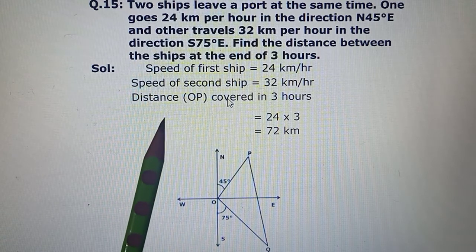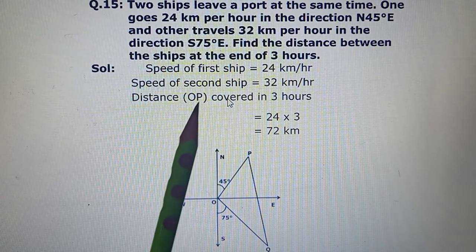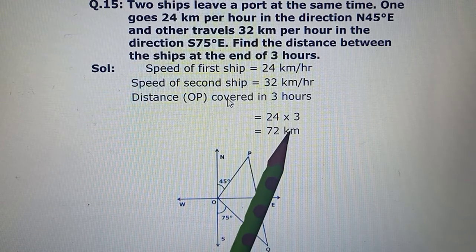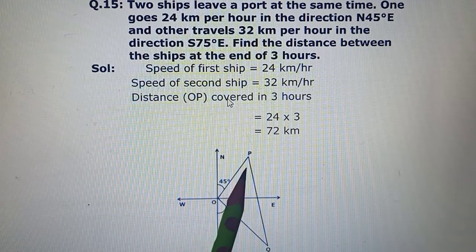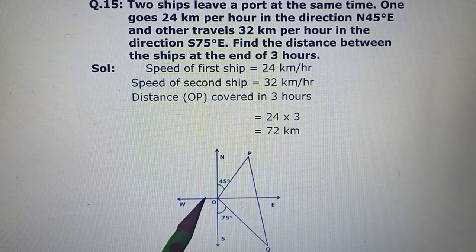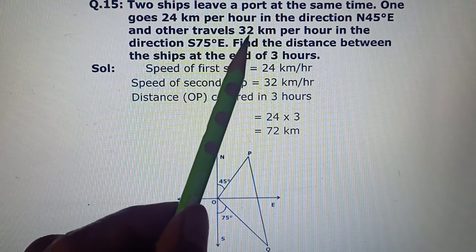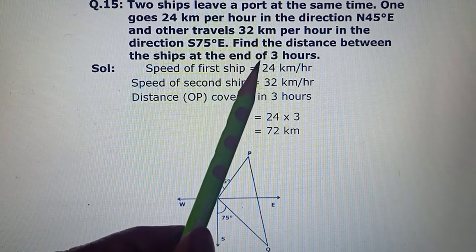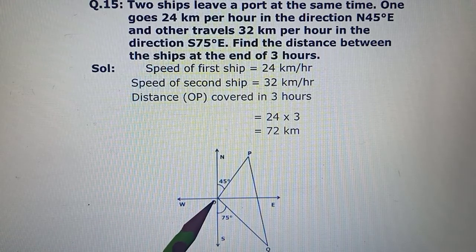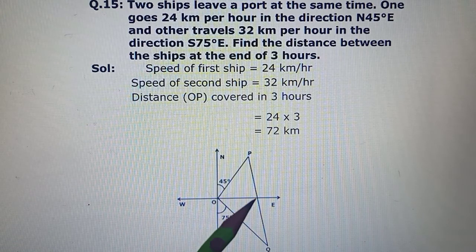Speed was given to us for the first one, it was 24 kilometers per hour, and 3 hours की बात करी है उसने, so speed into time, 24 into 3, the distance covered will be 72. So this length OP हमारी 72 kilometers होगी, right? Then likewise दूसरे का speed was given to us as 32 kilometers per hour. So in 3 hours it will go 32 into 3, that is 96 kilometers will be length of OQ, right? So ये length पता है हमें OP and OQ, and find क्या करना था, we had to find the distance between the ships, means ये third left over side.